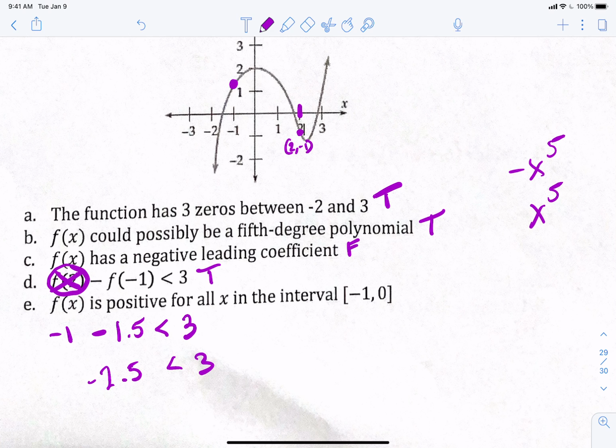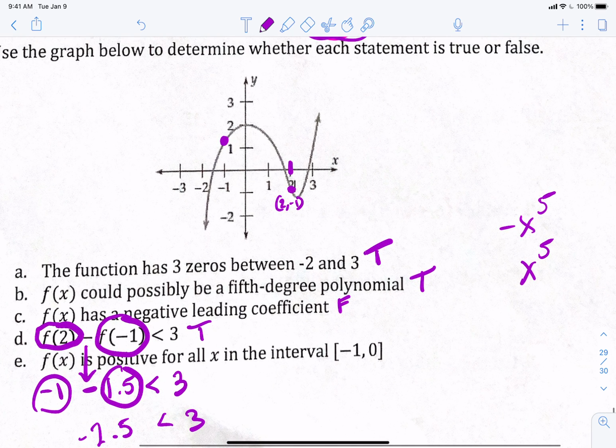Negative 1 minus 1.5. Because when we're evaluating, the first part says f of 2. F of 2 is negative 1. So we just evaluate each piece. Minus f of negative 1 is 1.5. Does that make sense? Because f of 2 is the coordinate point 2, negative 1. It's the coordinate point negative 1, comma 1.5. That's this guy. Negative 1 is at 1.5.